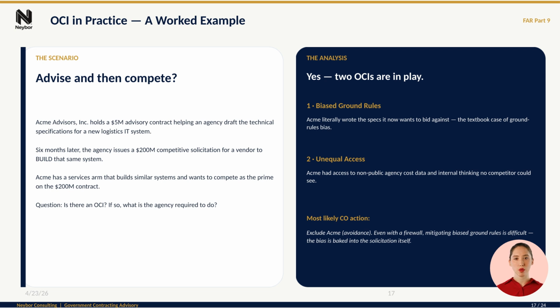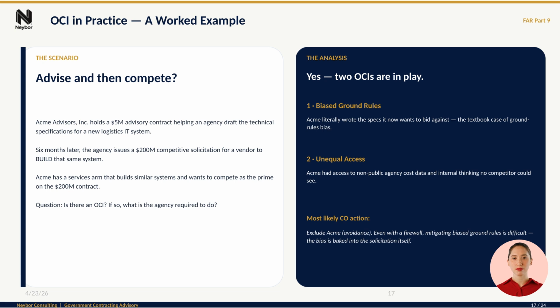Let's walk through a worked example, the kind of scenario that actually comes up in proposal work. On the left, the facts. Acme Advisors holds a $5 million advisory contract helping an agency draft the technical specifications for a new logistics IT system. 6 months later, the agency issues a $200 million competitive solicitation to build that same system. Acme has a services arm that wants to bid as the prime. Simple question, OCI or not? The answer is on the right.